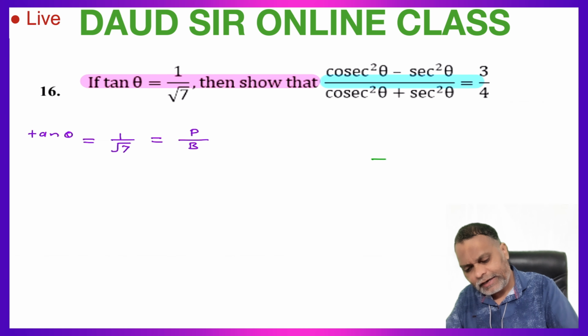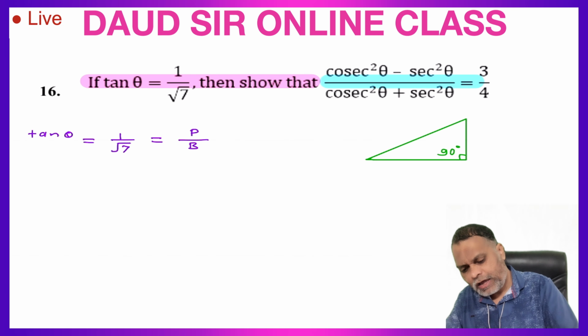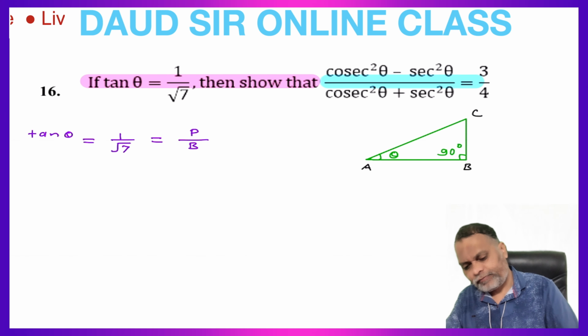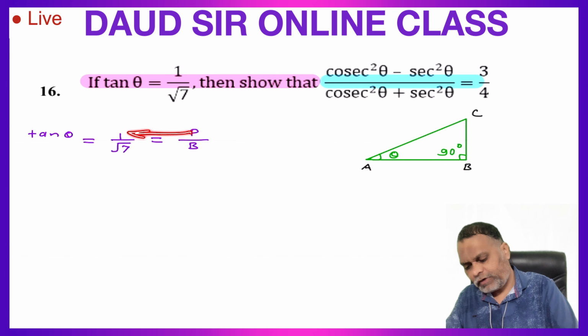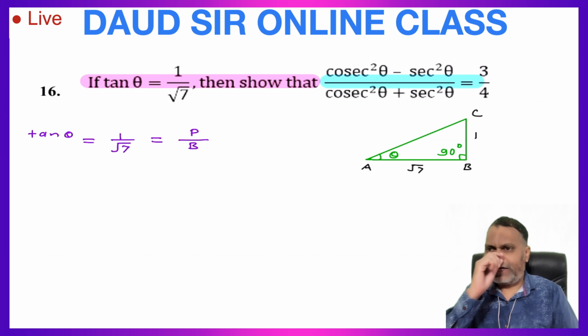Make one right angle triangle. Suppose this is a right angle triangle. This angle is 90 and take this acute angle as theta. Label it A, B, C. Perpendicular for this theta and this 90, this is base, this is perpendicular and side opposite to 90 is hypo. So perpendicular is 1, base is root 7. Now this hypo side is missing here.